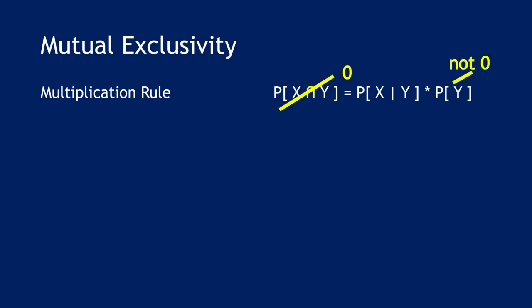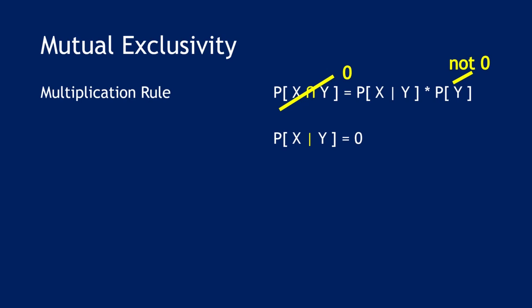And we know that P of Y, the probability of the event Y, is probably not 0, because it's just a regular event. The probability of Y is not affected by mutual exclusivity at all. So that number will remain whatever it is. And so for this equation to work, we know that the probability of X given Y has to be 0 in order for the intersection to be 0. In other words, when you see mutually exclusive events, you know that the probability of X given Y should be 0, which makes sense, right?